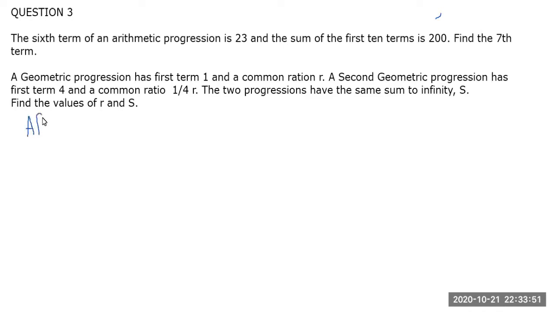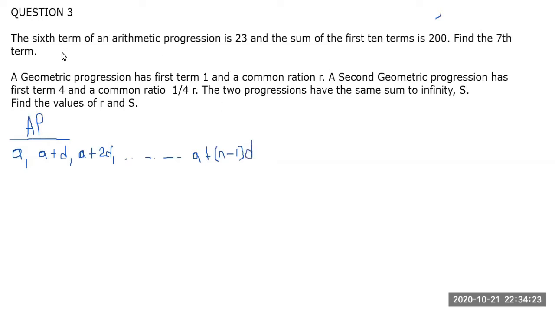Arithmetic progression, AP. We know that an arithmetic progression has a first term of A. Then the next term has a common difference D, so it is A plus D, then A plus 2D, and that continues up till the last term, which is A plus (N minus 1) times D. This is what our arithmetic progression should look like.